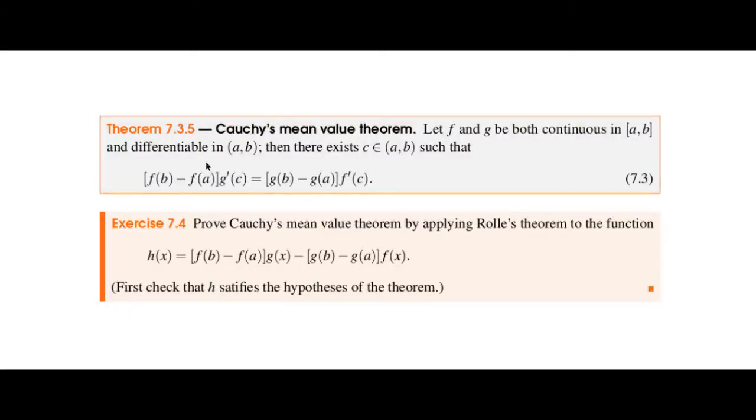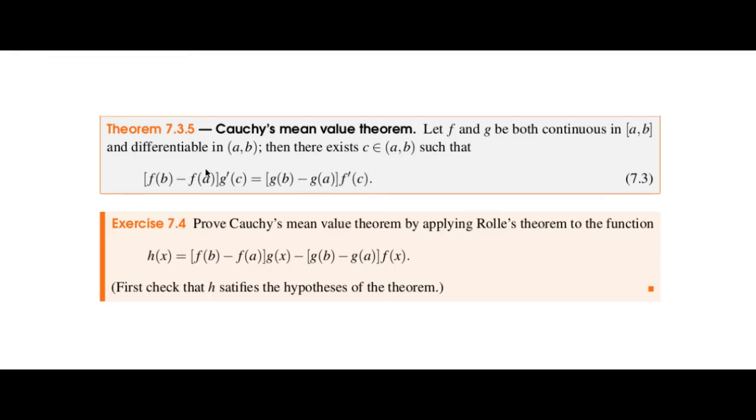Okay, well, we have another theorem, which is Cauchy's mean value theorem, which is similar to the mean value theorem but applied to different functions. So suppose f and g are continuous in the closed interval [a, b] and differentiable in the open interval (a, b). Then we have a c in this open interval such that (f(b) minus f(a)) times the derivative of g at c is equal to (g(b) minus g(a)) times the derivative of f at c. Okay, so it's kind of an extension of the mean value theorem.